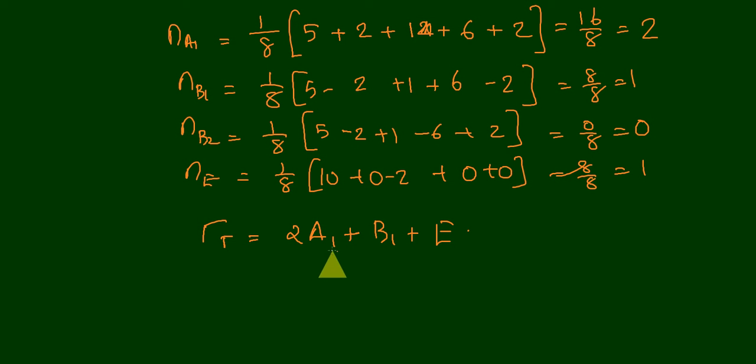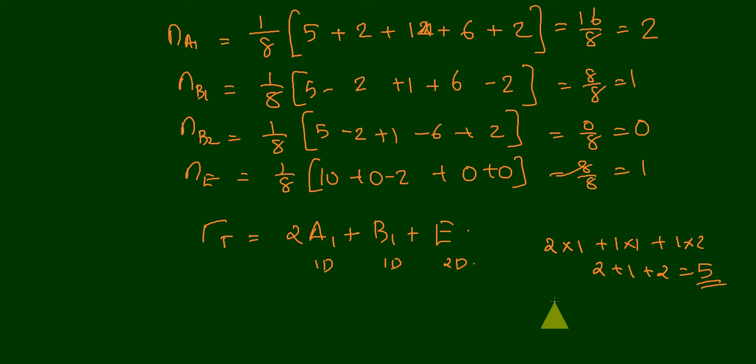Okay, so if we are taking the dimensions, a1 is a one-dimensional representation, b1 is also a one-dimensional representation, e is a two-dimensional representation. So this is one-dimensional, this is one-dimensional, this is two-dimensional. So if you are calculating this sum of the dimensions, 2 into 1 plus 1 into 1 plus 1 into 2, that is equal to 2 plus 1 plus 2, that is equal to 5.